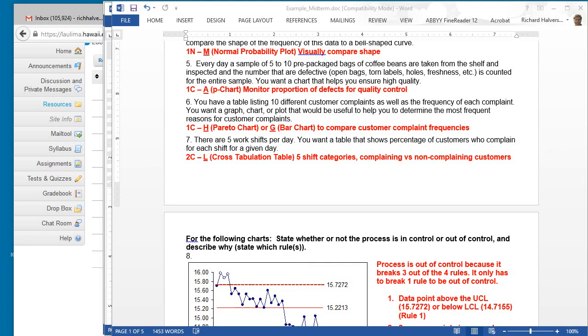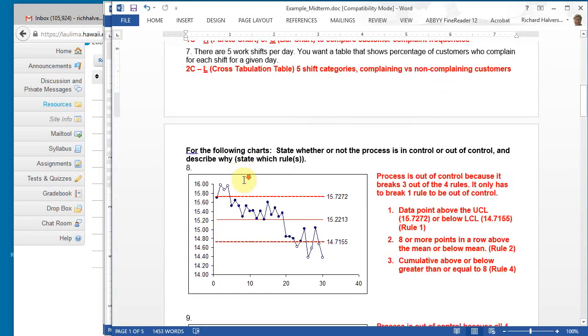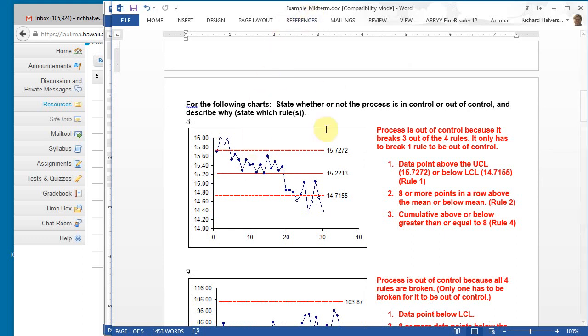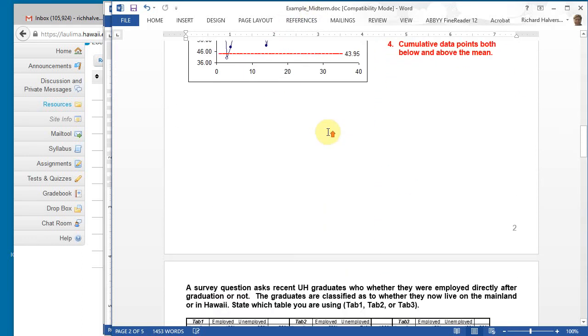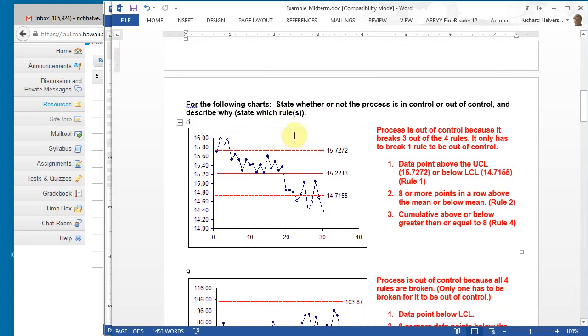Okay, this is part two of the midterm review, and we have just finished going over these problems here, and now we're doing the example midterm, and we're going to try to continue here. So problem 8. For the following charts, state whether or not the process is in control or out of control, and describe why.